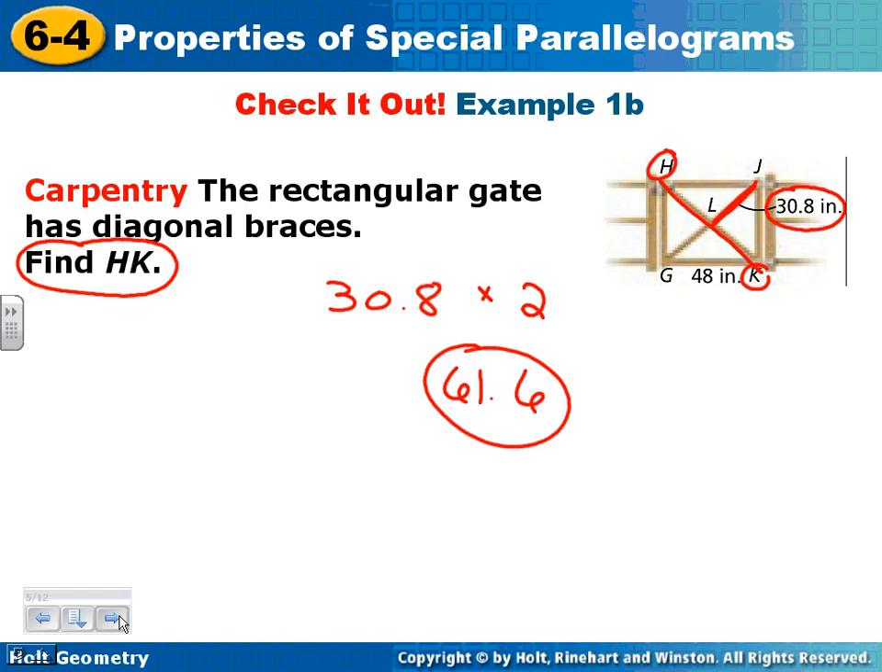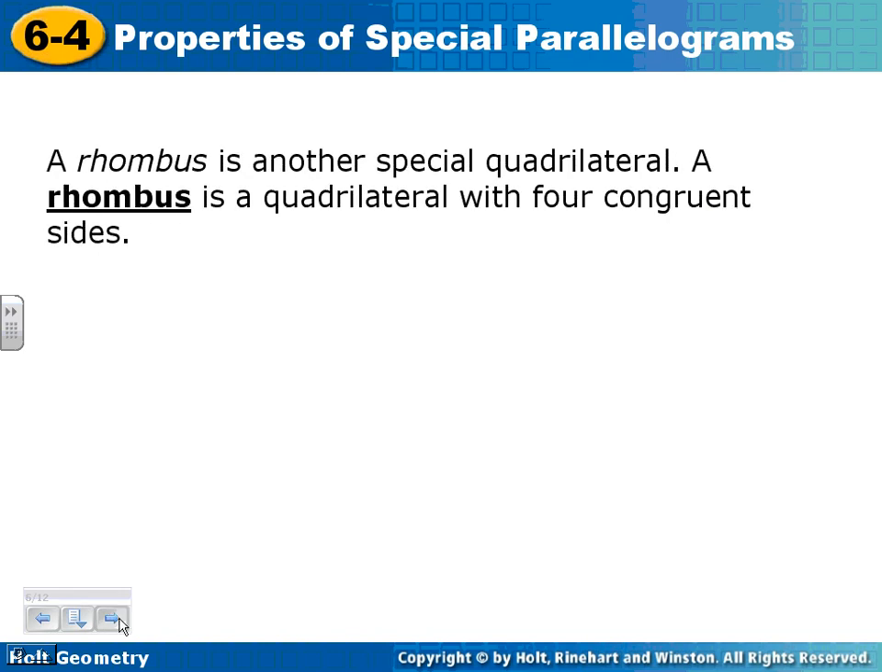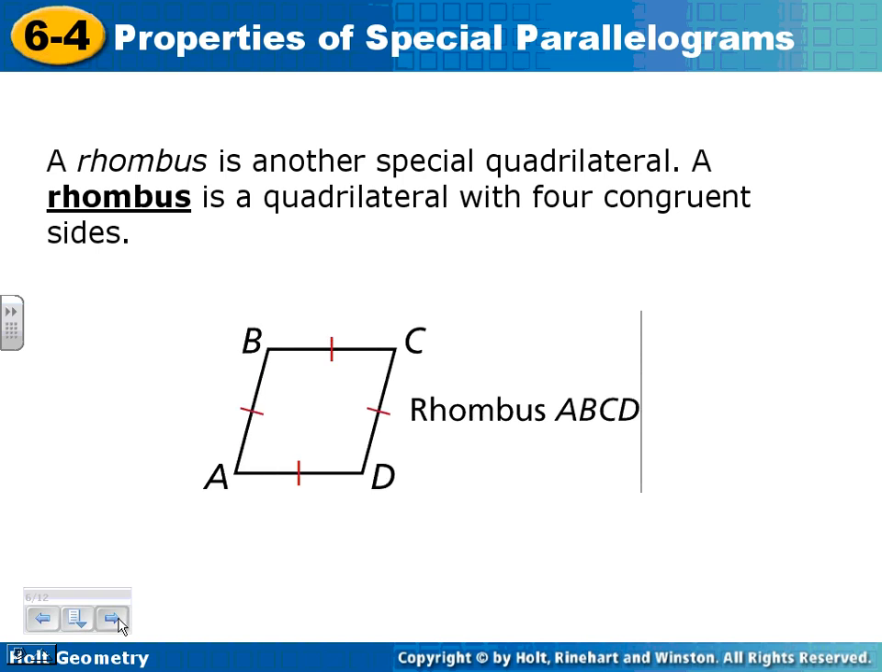All right, let's move on to the 6th slide. Now talking about a rhombus. So we've been quadrilateral to parallelogram to rectangle, now to rhombus. A rhombus is another special quadrilateral, quad meaning 4 sides. A rhombus is a quadrilateral with 4 congruent sides. So it almost looks like a square. It's a square without the right angles. It's kind of a square tilted over. 4 congruent sides.